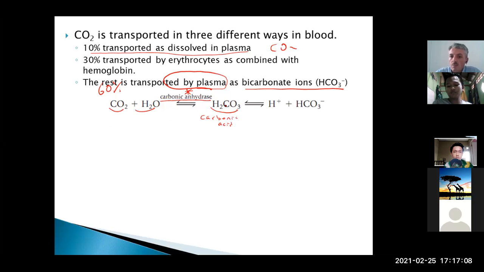Okay, the first step: make carbonic acid, and then don't wait, just continue. Change carbonic acid to hydrogen ion plus bicarbonate ion. And then bicarbonate can go travel safely. You may ask why we have to do this much.